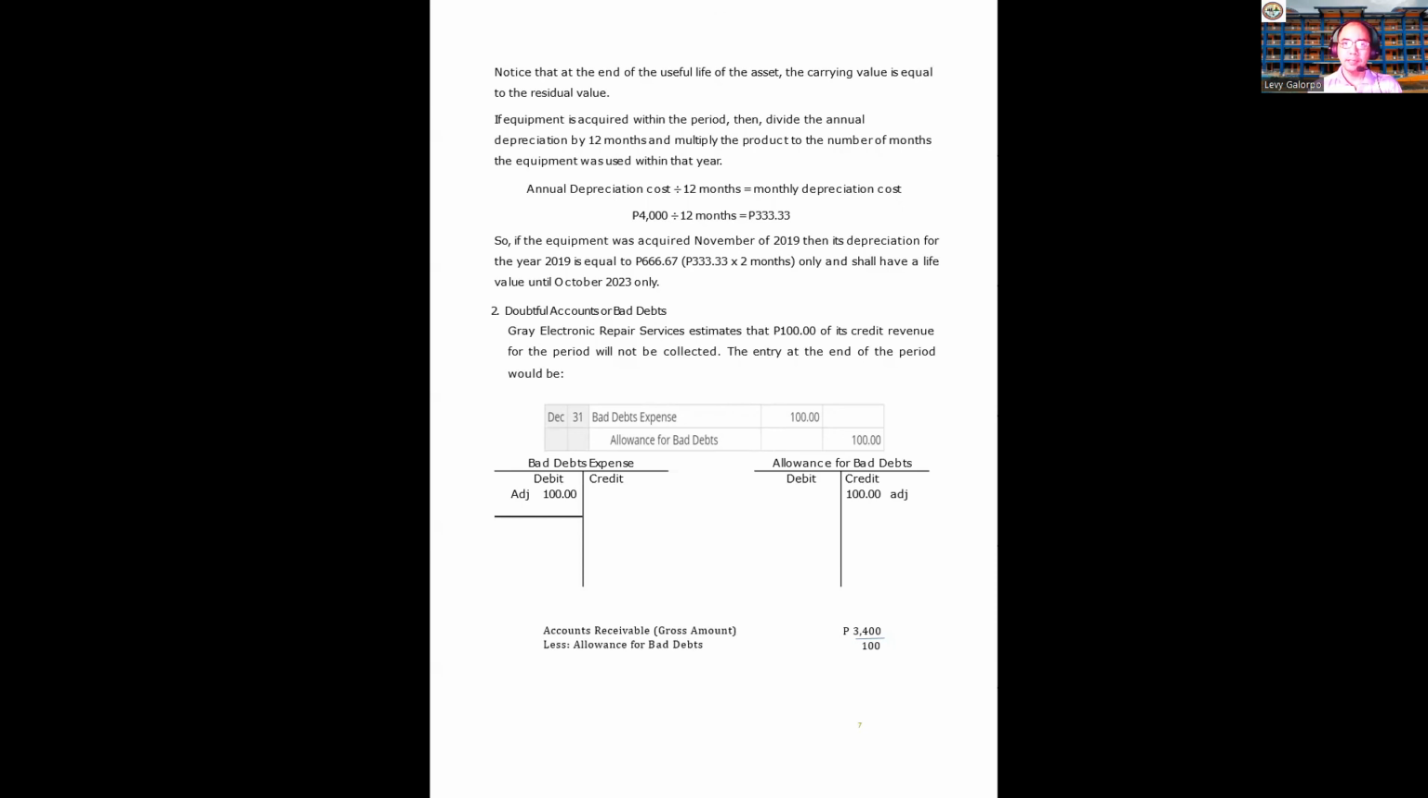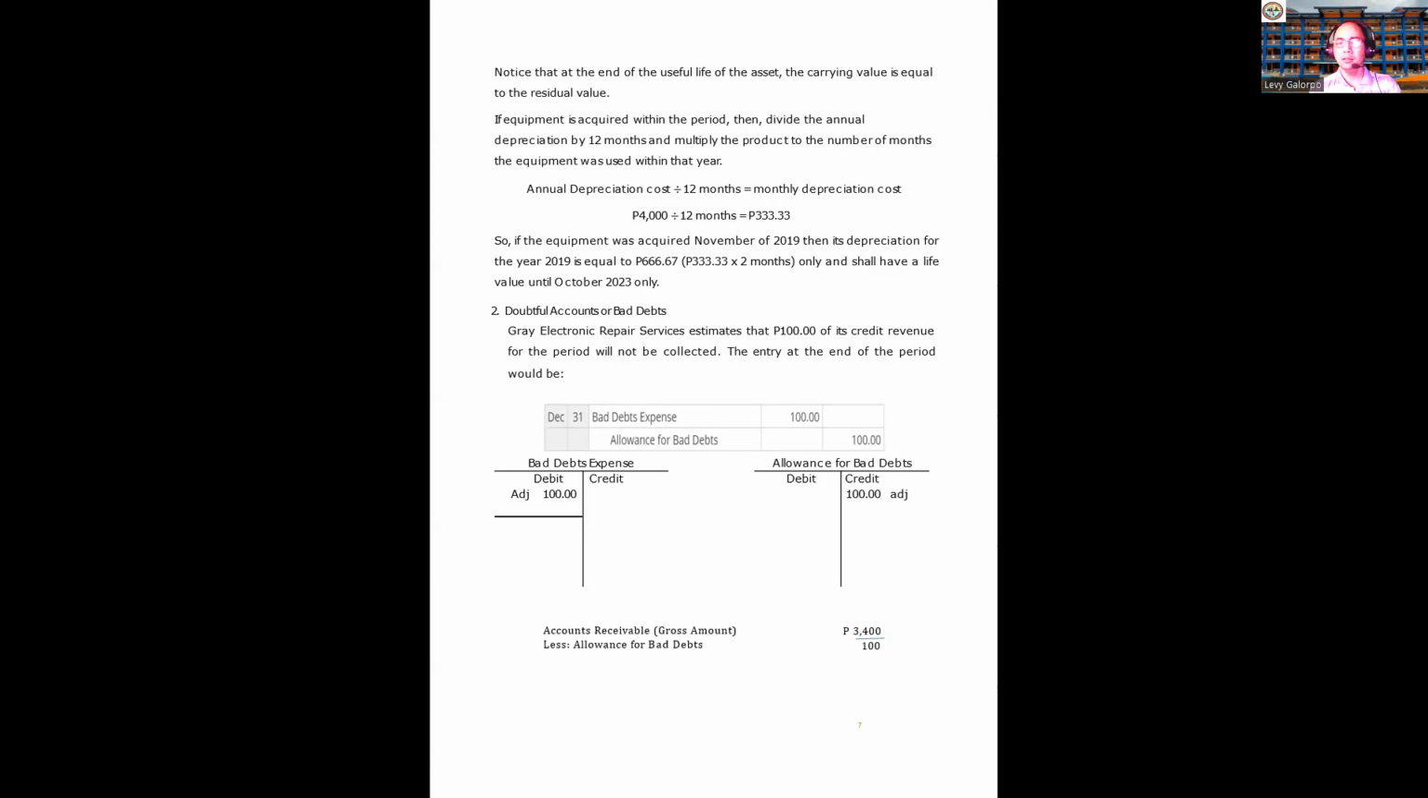Doubtful accounts or bad debts. Gray Electronic Repair Services estimates that 100 pesos of its credit revenue for the period will not be collected. The entry at the end of the period would be debit bad debts expense of 100 and credit allowance for bad debts 100. Same sa depreciation, yung bad debts expense ay makikita sa income statement. Ang allowance for bad debts ay isang contra asset account. Makikita natin ito sa balance sheet.